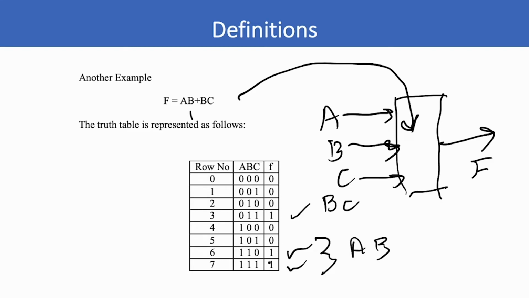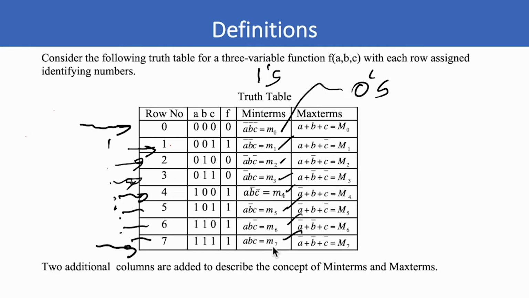So yes, the minterms define where you have the ones in your function, and the max terms will be where you have the zeros in the function. But we're going to get into that in more detail. Okay, but let's look at how we form the max terms, and the max terms happen to be standard sum terms.